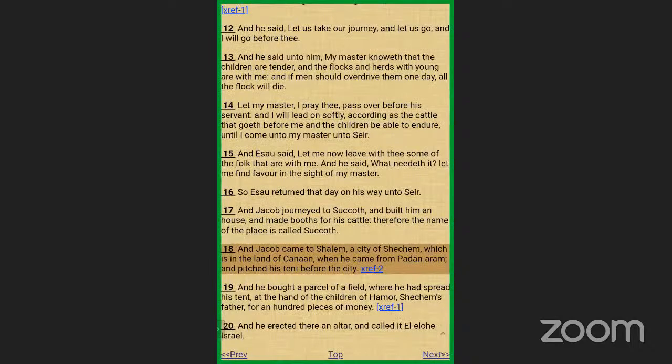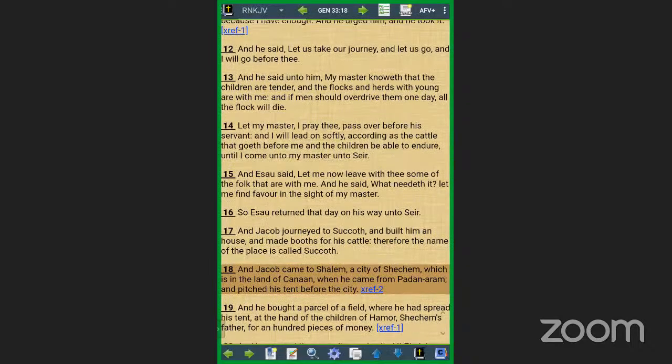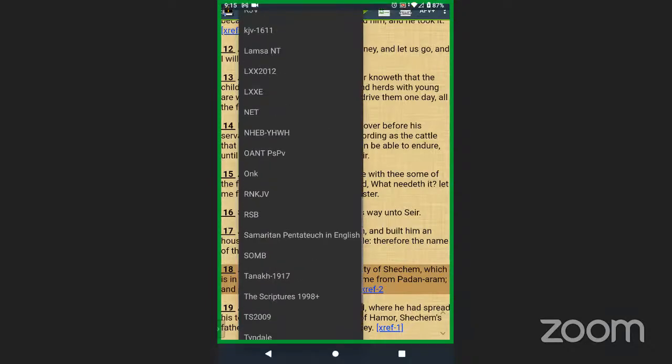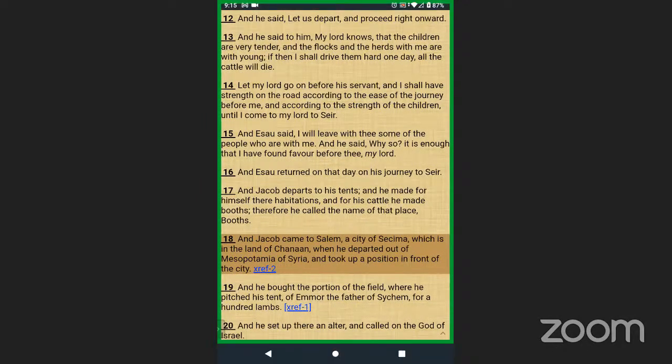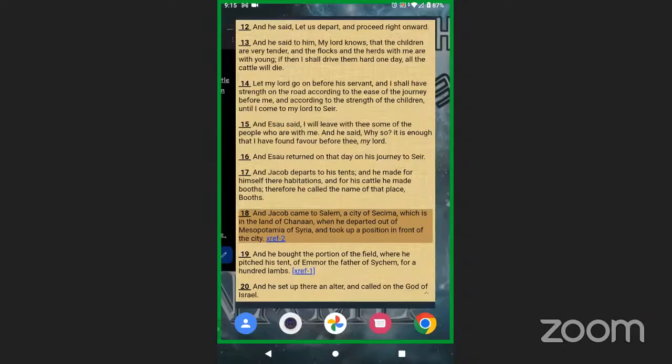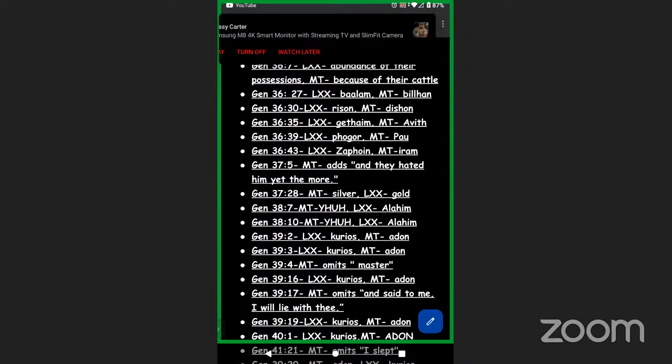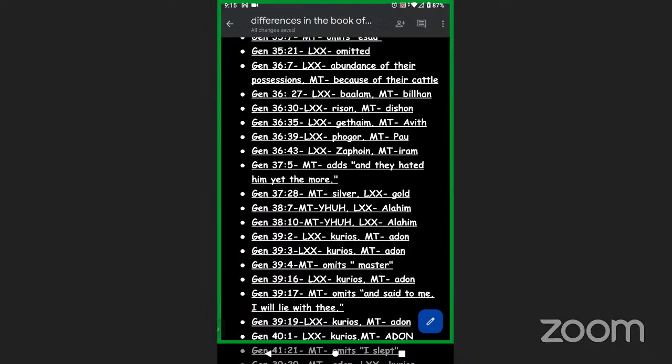So trying to see what the difference here is. You have Salem. Now, I guess the major difference would be Mesopotamia of Syria versus Padan Aram. That seems to be the major difference there. Yeah, it's a minor difference, but definitely a difference in the names of the lands that he's coming from. So not a huge difference though.